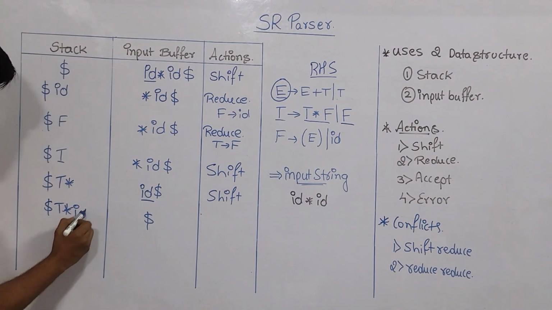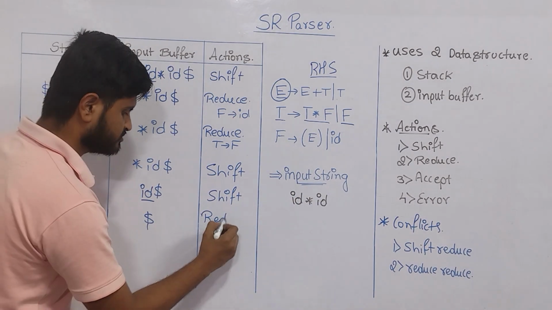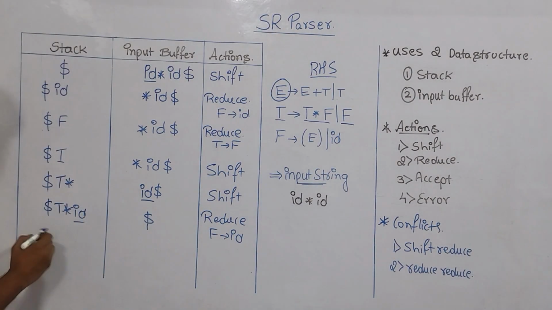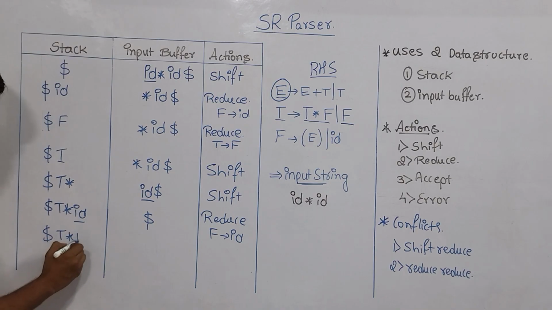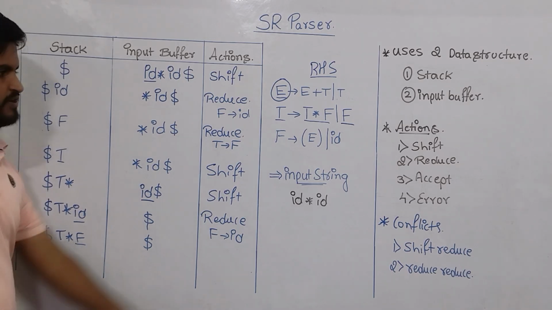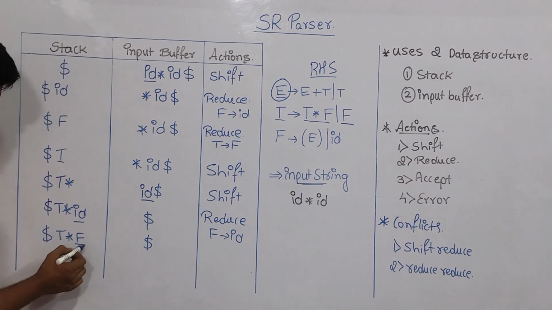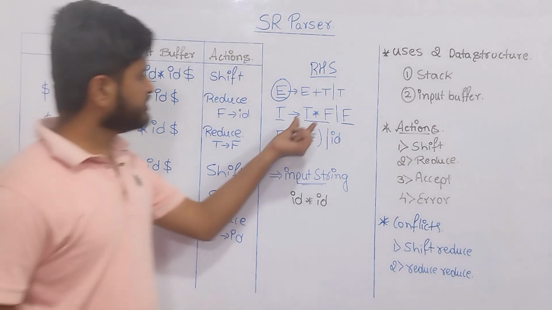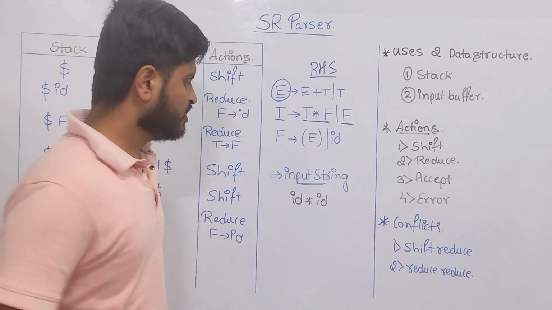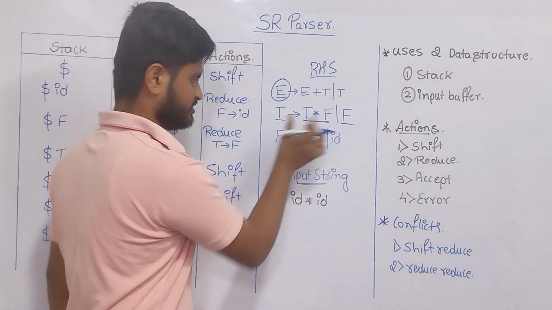So what is this? id. id is a separate production in the right hand side, so you can reduce: reduce F producing id. So in the place of id I will be writing F: dollar T star F, and only dollar will be left here. Now search for the F in the right hand side whether it is a separate production. Yes, it is a separate production. And another scenario is T star F. So T star F is also a separate production in the right hand side of all my productions. So here arises the reduce conflict, where you can choose this one or this one.